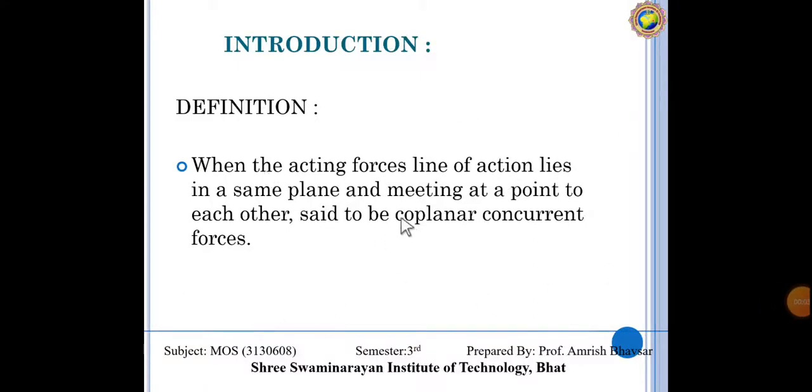Now in the previous lecture we have understood the theory of coplanar concurrent forces. So let's revise all those things first. What are coplanar concurrent forces? When the lines of action of the acting forces lie in the same plane and meet at a point, they are said to be coplanar concurrent forces.